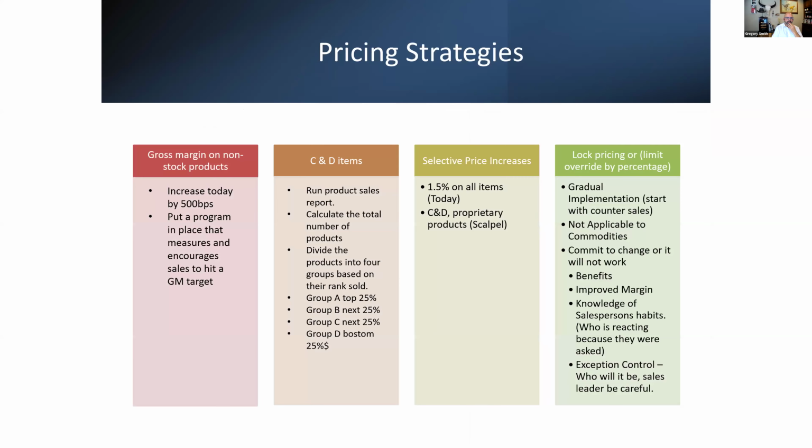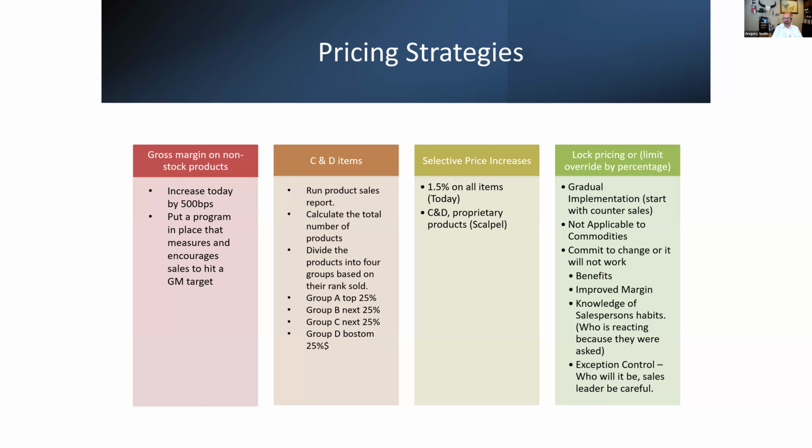And here's some more, right? Gross margin on non-stock products. Most of the time, non-stock products, in my opinion, are woefully underpriced, given the cost to order, ship, bring them in, ship them to the customer, all that stuff. If you look at your average gross margin on non-stock products that cost under $500, that number should be close to 40, 45, 50.